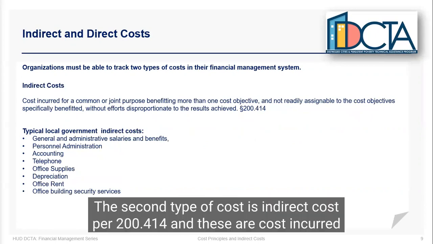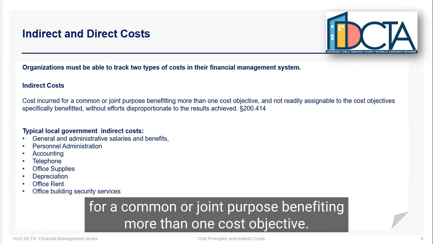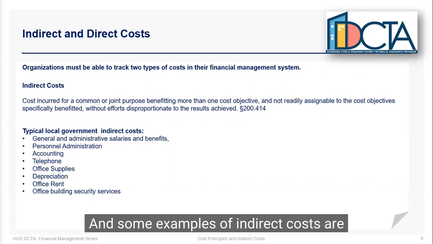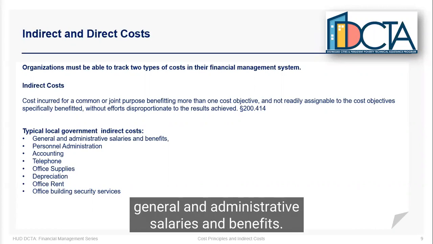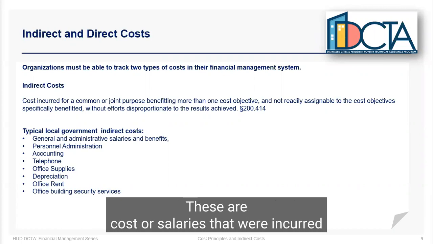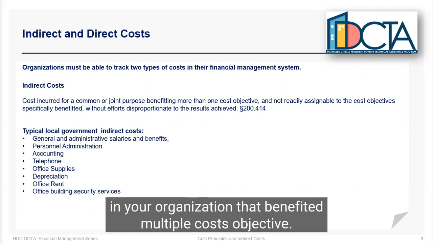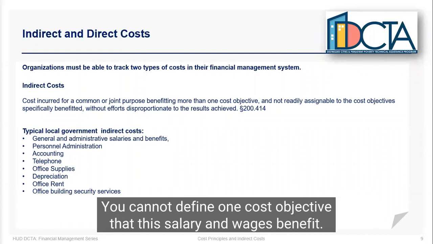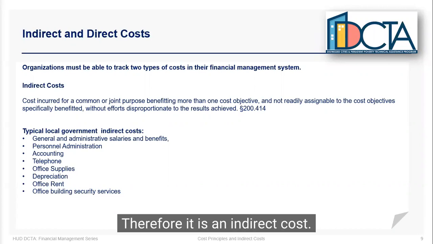The second type of cost is indirect costs per 200.414. And these are costs incurred for a common or joint purpose, benefiting more than one cost objective. And some examples of indirect costs are general and administrative salaries and benefits. These are salaries and benefits that are general and administrative in nature. These are costs or salaries that were incurred in your organization that benefited multiple cost objectives. You cannot define one cost objective that these salary and wages benefit. Therefore, it is an indirect cost.